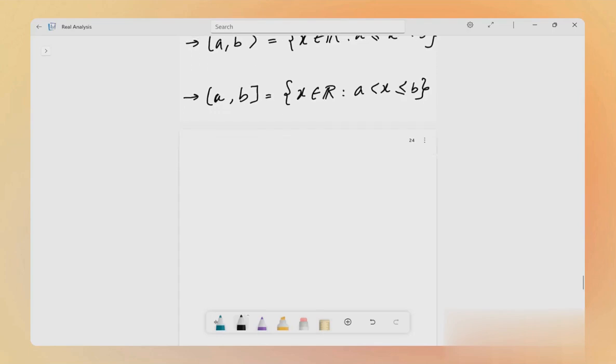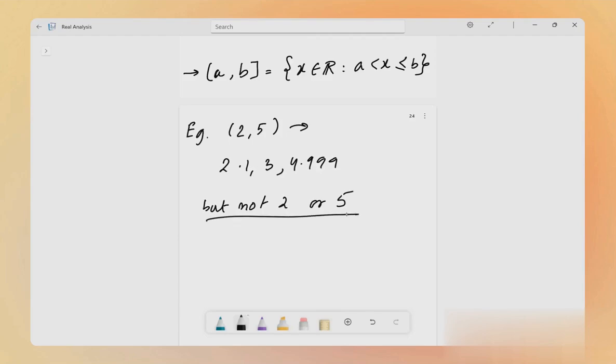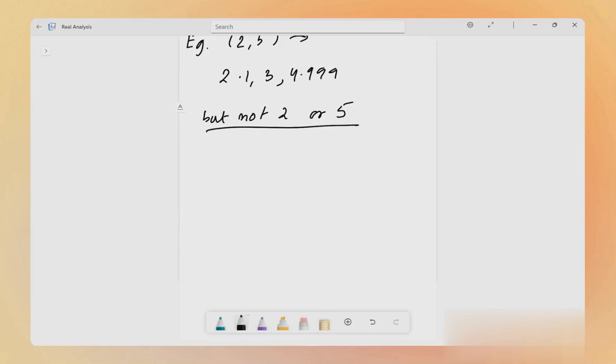Now, do you want me to give some examples? If you want, let's take two. For example, the open interval 2 and 5. This includes numbers like 2.1, 3, 4.999, but not 2 or 5, okay? It does not include 2 or 5. Let's take a half open interval, 0 and 1, where 1 is open and 0 is closed. This means it includes 0, but not 1.